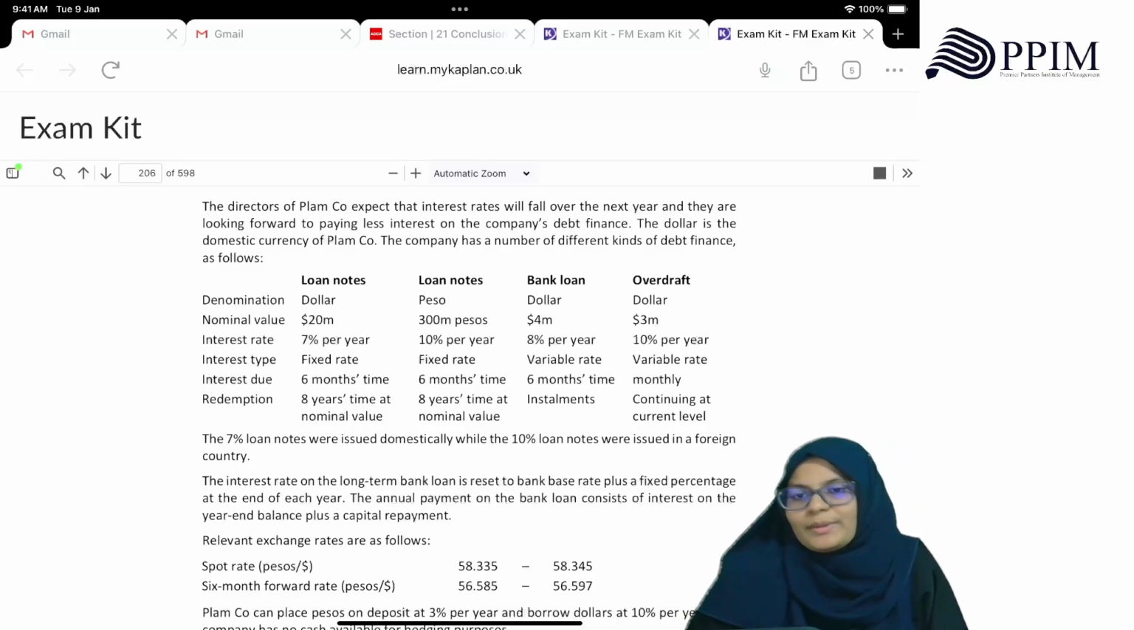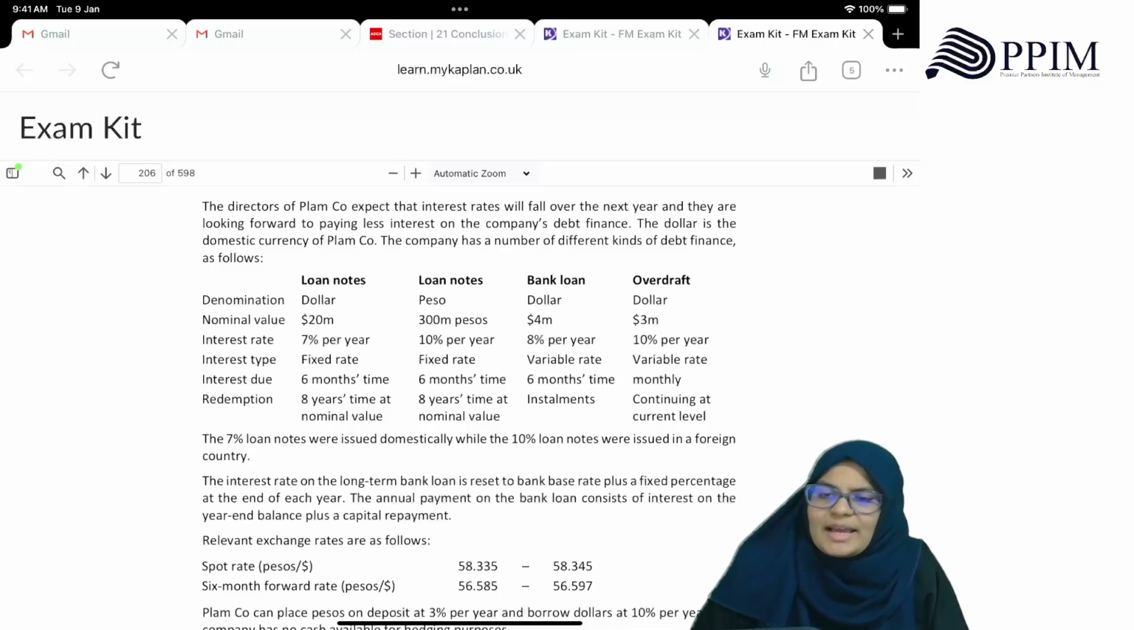The dollar is the domestic currency of Plum Company. The company has a number of different kinds of debt finance as follows. So there are two types of loan notes, a bank loan and an overdraft. Okay. So if you look at the first loan note, denomination, they have taken it in dollars. Nominal value is 20 million. Interest rate is 7% per year. Interest type is fixed. So if you look at this particular loan note, whether the interest rate increases or decreases doesn't matter because the rate is fixed. Okay. Interest is due in 6 months' time and redemption is in 8 years' time at the nominal value.